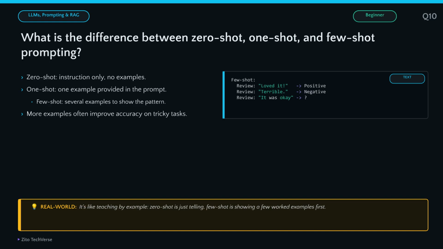Question 10. Explain zero-shot, one-shot, and few-shot prompting. These terms define how many examples you provide in a prompt. Zero-shot uses only an instruction. One-shot includes one example, and few-shot provides several to establish a clear pattern for the model.